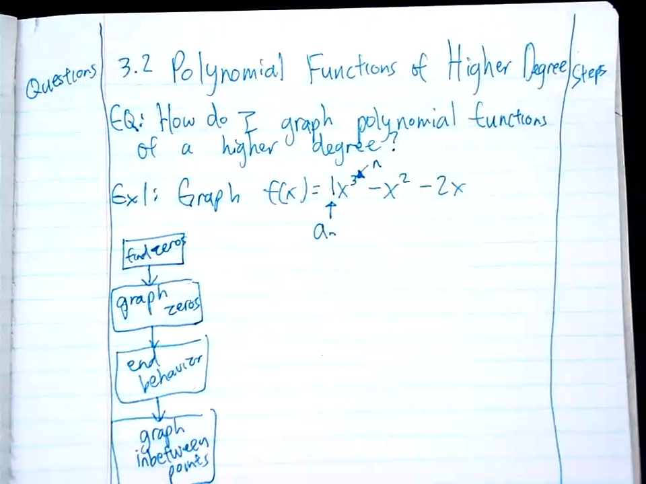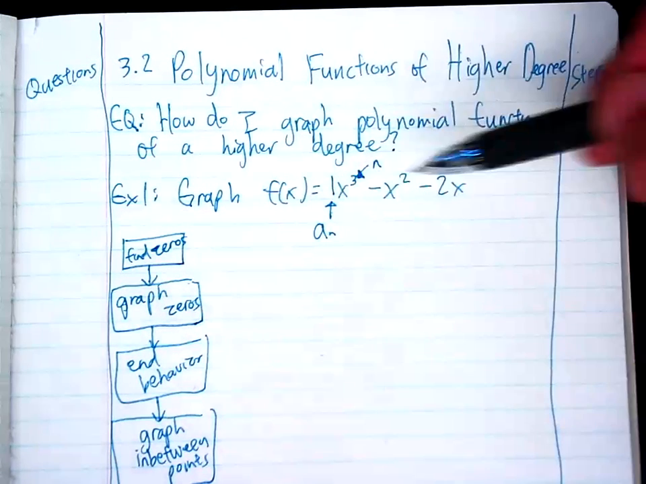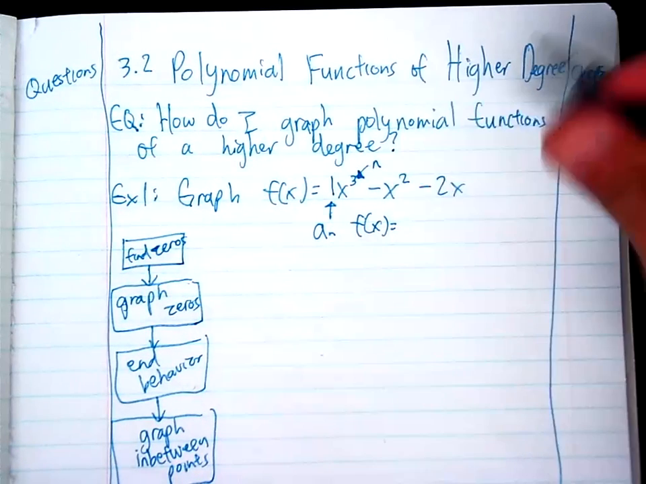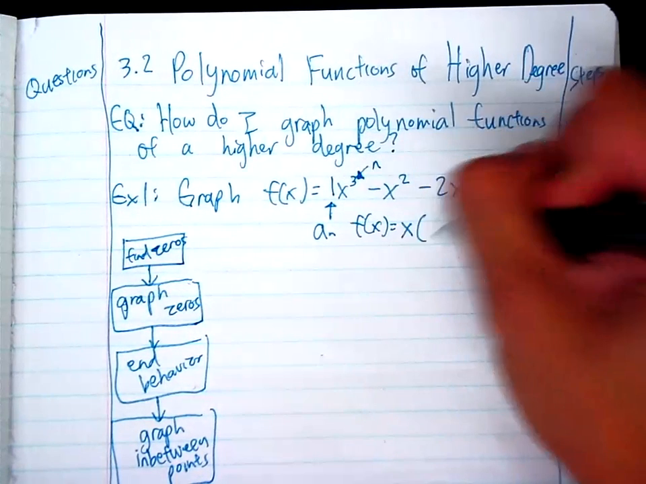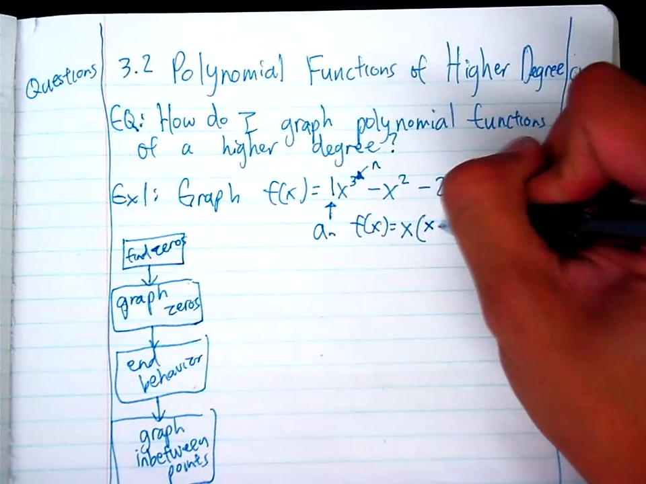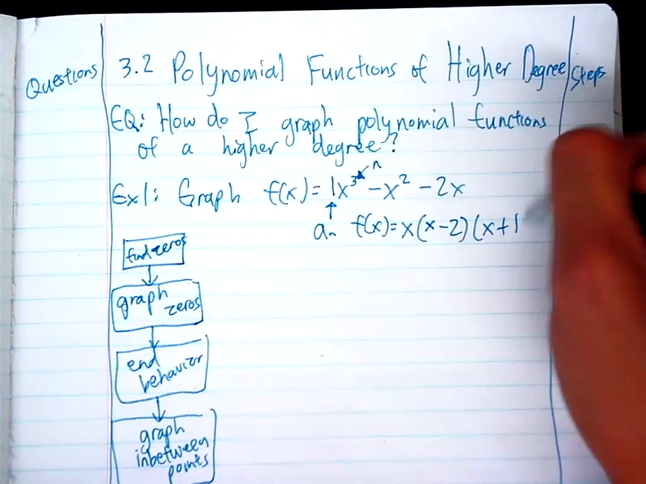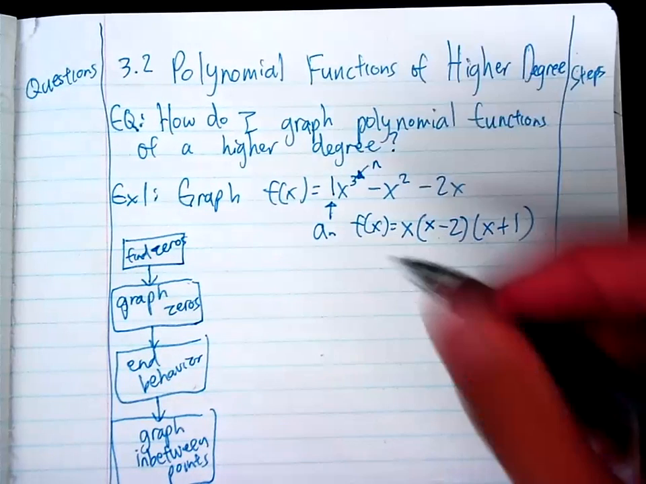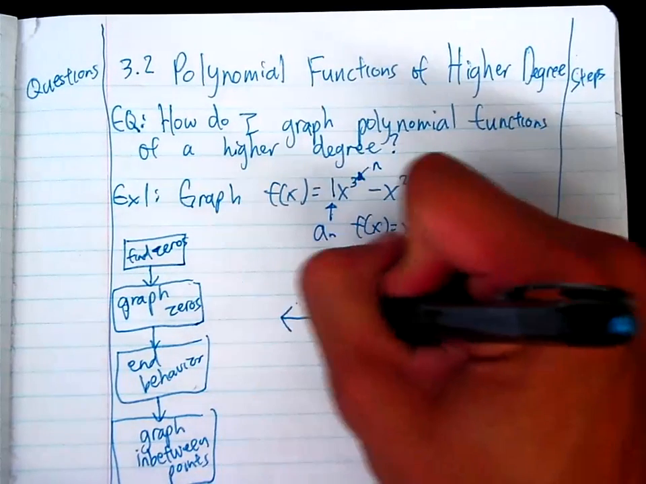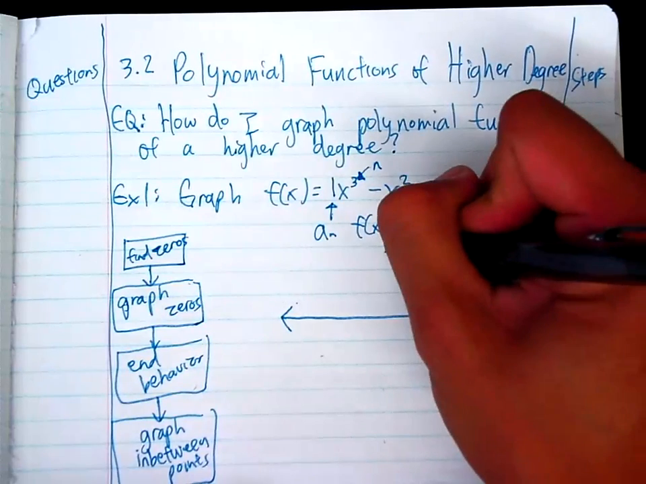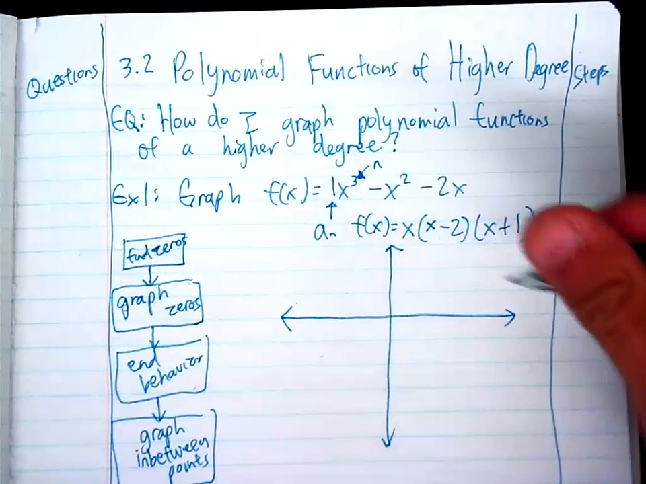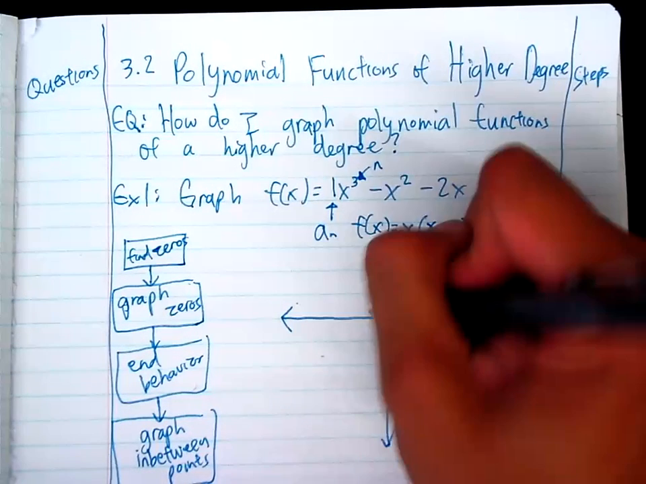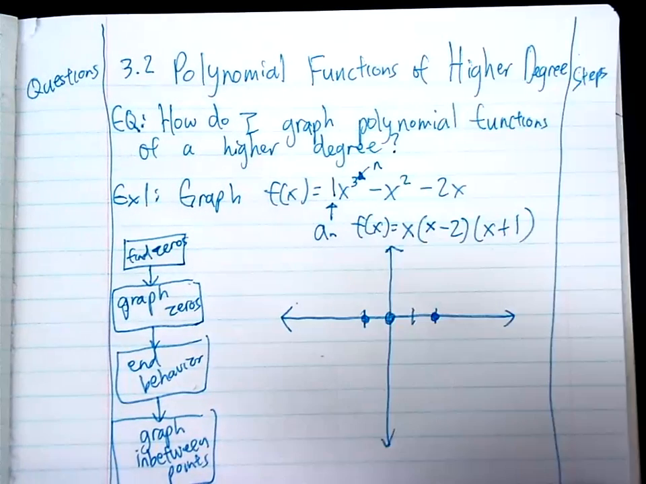All right, so the first thing is I'm going to find the zeros, so I have to factor this all the way through. So f of x equals, and I'm not going to go too much into factoring, but this will factor into x times x minus 2 times x plus 1. Okay, so I know my zeros. My zeros are at 0, 2, and negative 1. So now I'm going to graph the zeros. Okay, so I'm going to graph 0, 2, and negative 1.